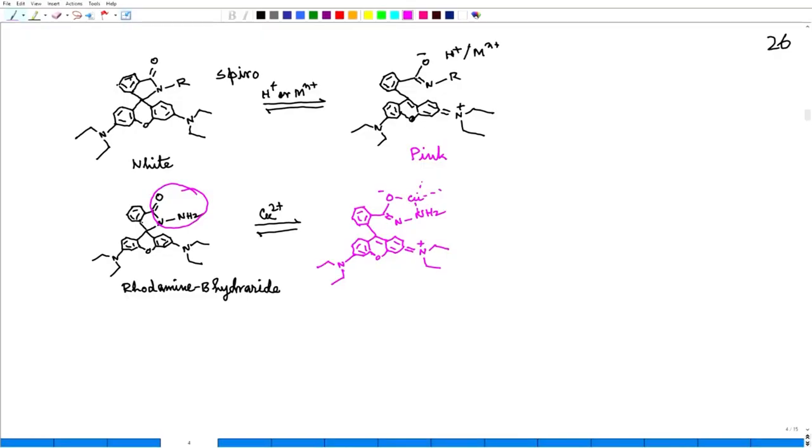While talking about the spiro bond, I will show you one example that we carried out. Let me first draw the molecule.